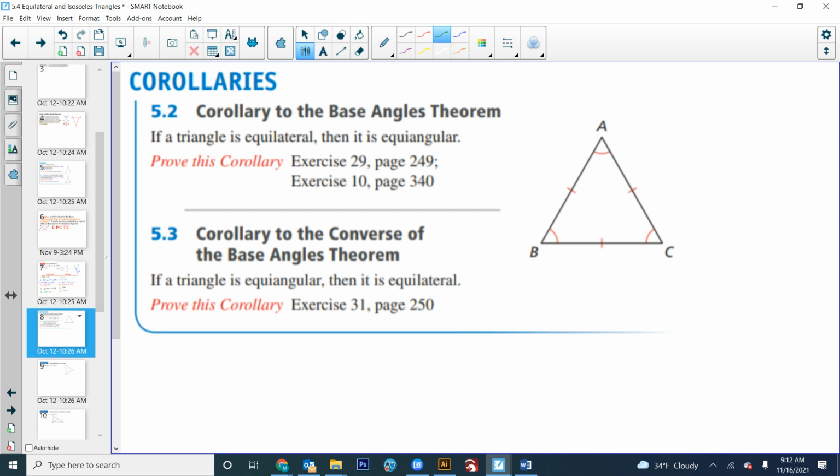All right. Do you remember what a corollary is? A corollary is like a special case of a theorem. This is an equilateral triangle. Do you agree if it has 3 congruent sides, it has to have 3 congruent angles? Is that obvious to you or not? If it's equilateral, it has to be equiangular. And the converse of that's also true. If it's equiangular, it has to be equilateral.